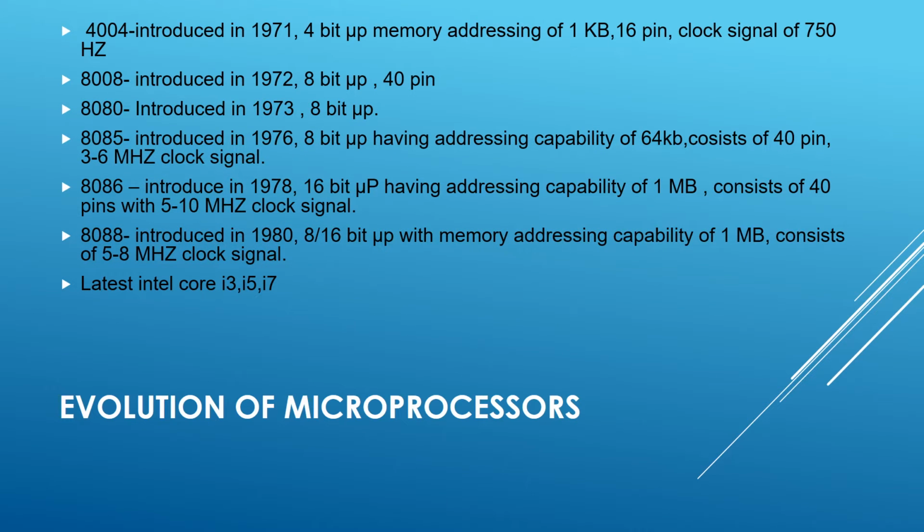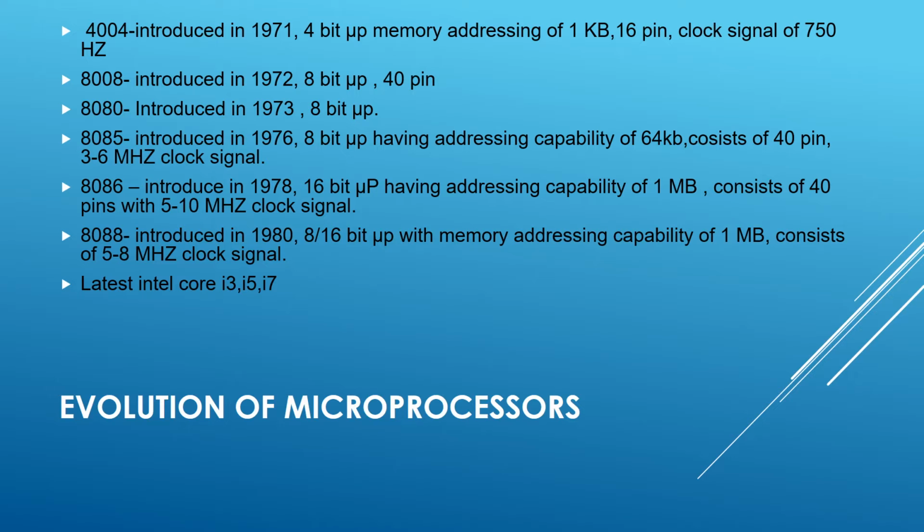Then we have the 8085 in 1976. It's an 8-bit microprocessor. This is what you're going to learn. 64 kilobytes memory addressing capability. Consists of 40 pins, 3 to 6 megahertz clock signal. Then the 8086 was introduced in 1978. It's a 16-bit microprocessor having addressing capability of 1 megabyte. Consists of 40 pins with 5 to 10 megahertz clock signal.